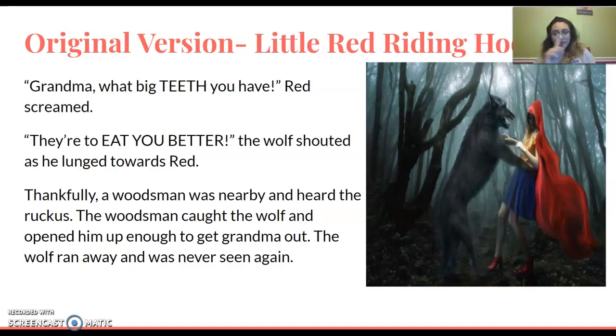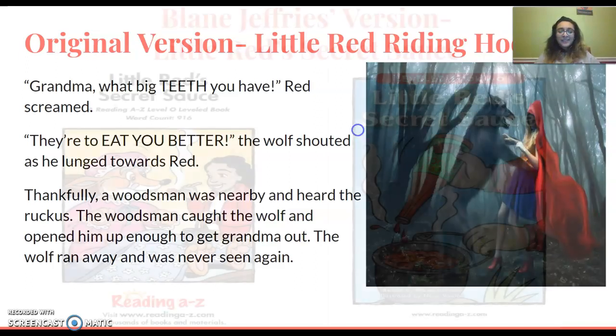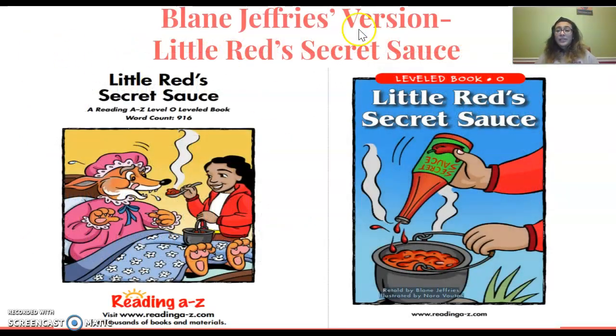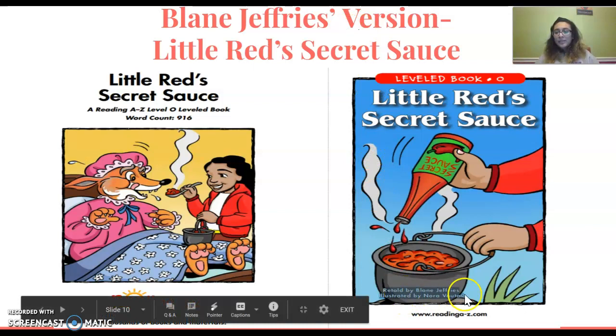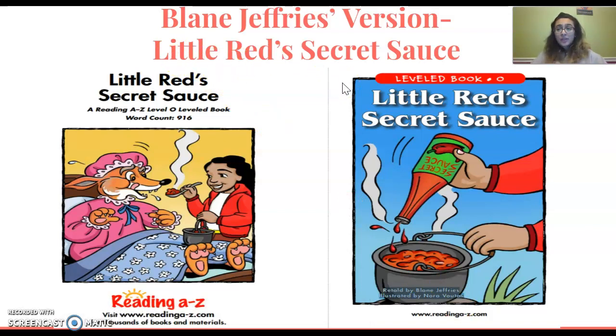So that's one version that we're going to read today. Now the next version is Blaine Jeffries' version. So it was retold by Blaine Jeffries, illustrated by Nora Baptist. This is called Little Red's Secret Sauce. Now, we just read the original version, or one of the original versions that we found or heard of. Now, I want you to think about what's different in this one and what's the same in this one, okay? So Little Red's Secret Sauce.